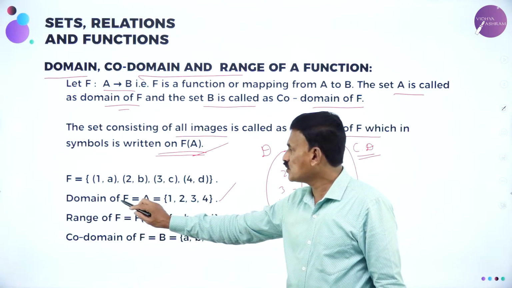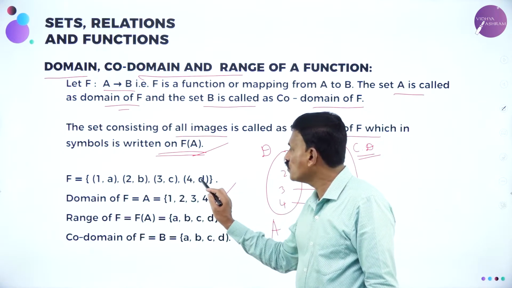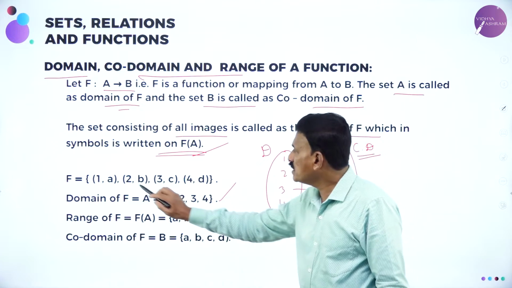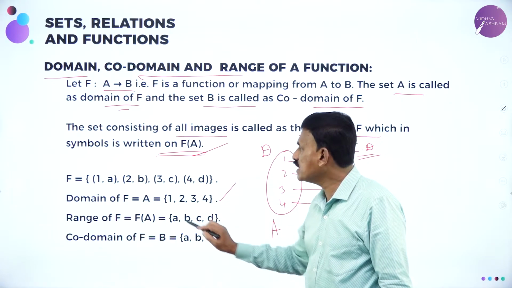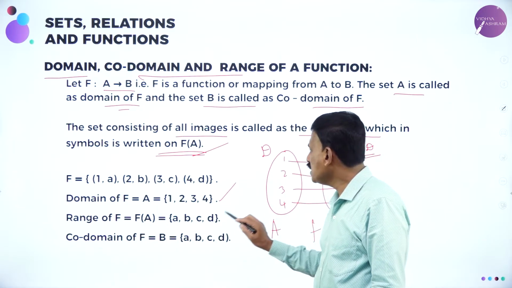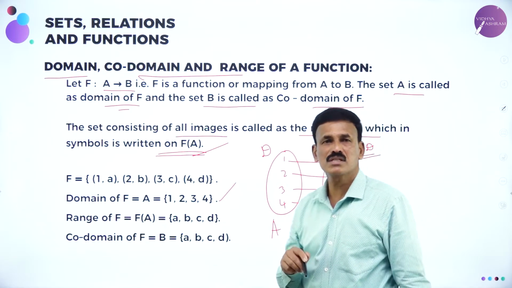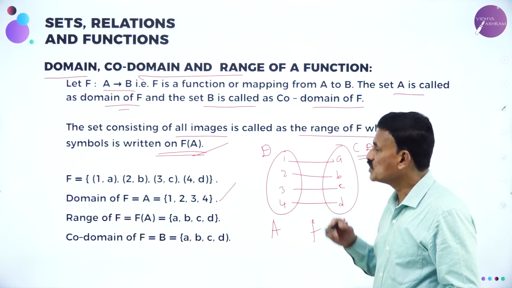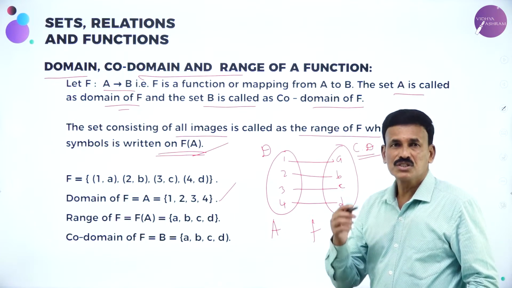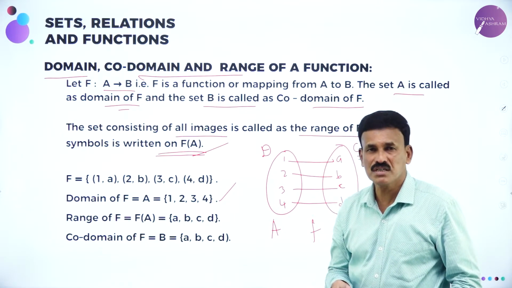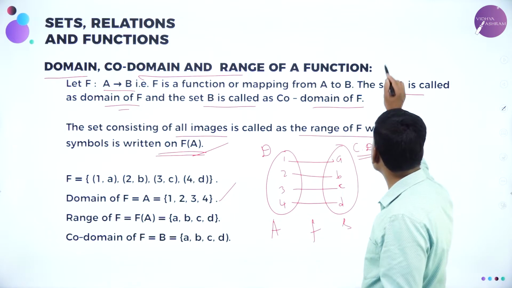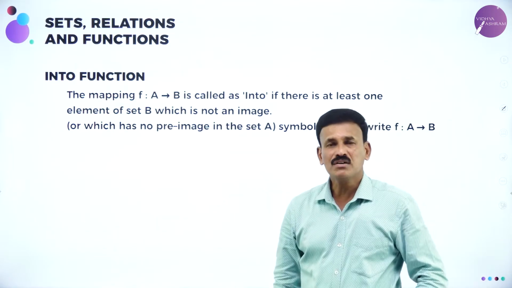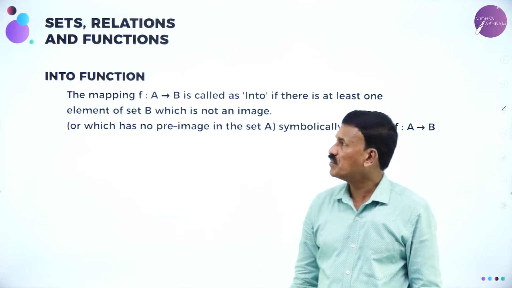So here the domain is 1, 2, 3, 4 and the codomain is A, B, C, D and the range is also A, B, C, D. The images is called the range. So this is how we are going to find the domain, codomain and range for a given function. This is a very, very important concept indeed. Okay. Now let us know regarding different types of functions.